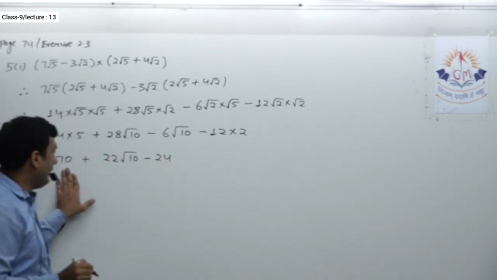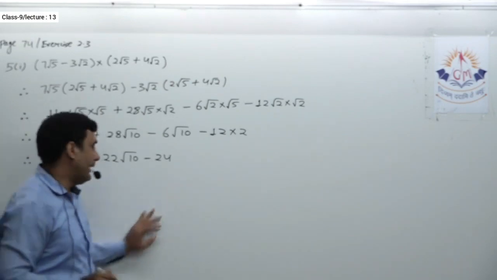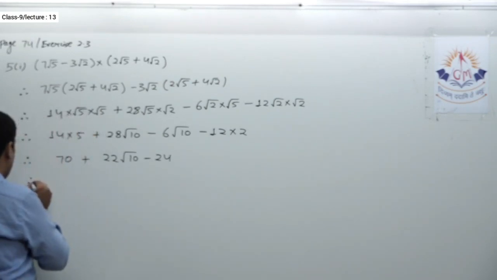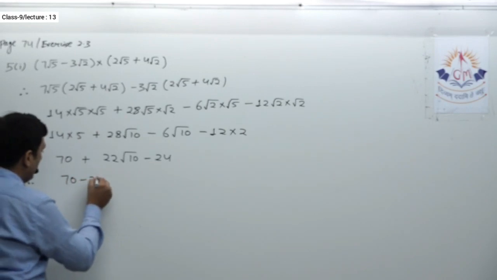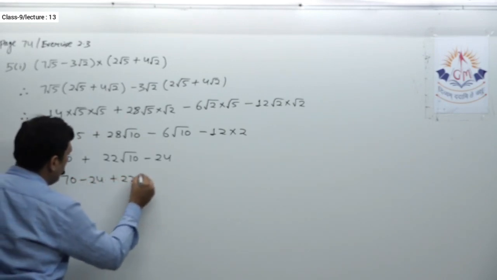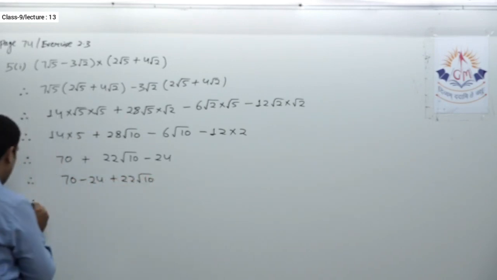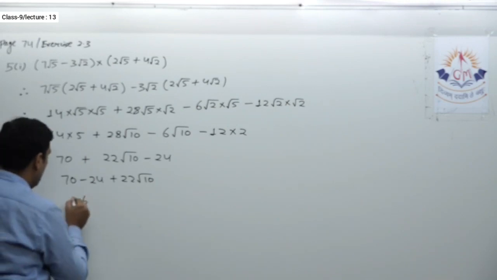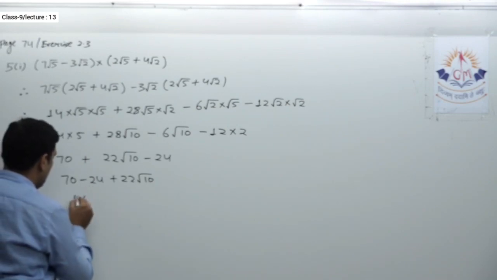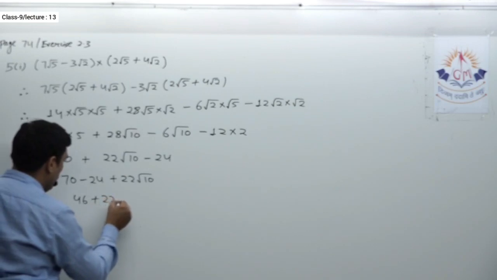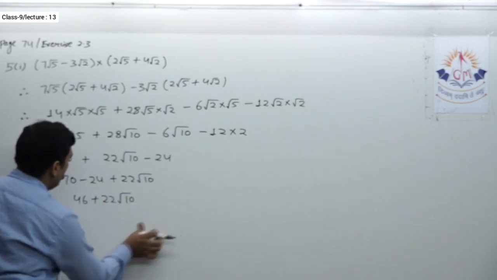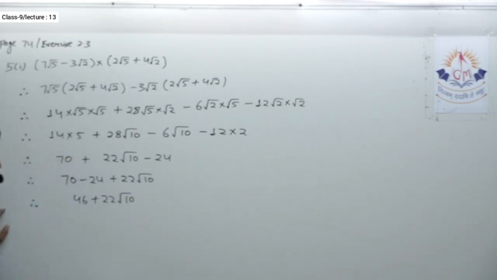Now again this 70 and minus 24 are like terms. So here I can write 70 minus 24 plus 22 root 10. Now 70 minus 24 is 46, plus 22 root 10. So this is the final answer. Please note it down.